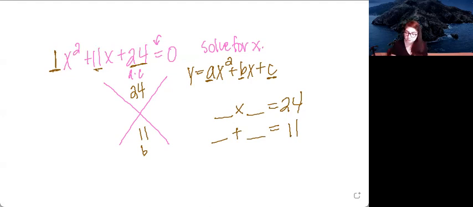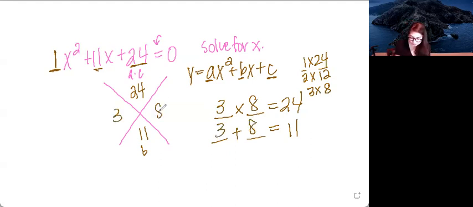So 24 could be like 1 times 24, but 1 plus 24 is not 11. What about 2 times 12? Because 2 times 12 is 24, but 2 plus 12 is 14, not 11. 3 times 8, ooh, I think we got it. 3 times 8 is 24, and 3 plus 8 is 11. So we have our factors.